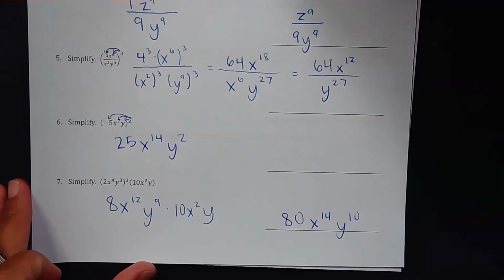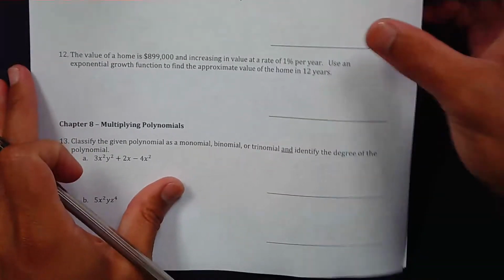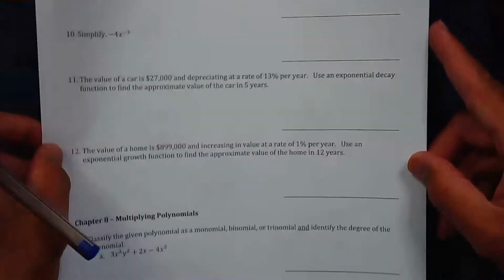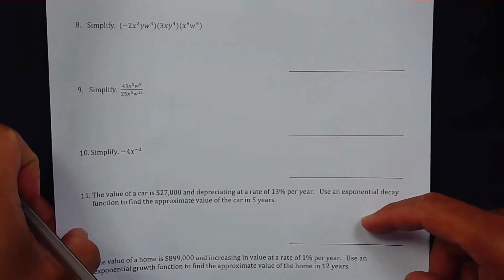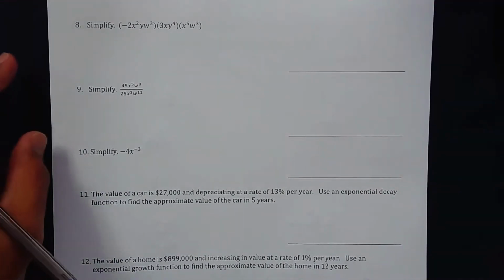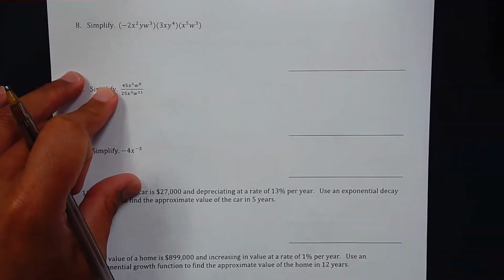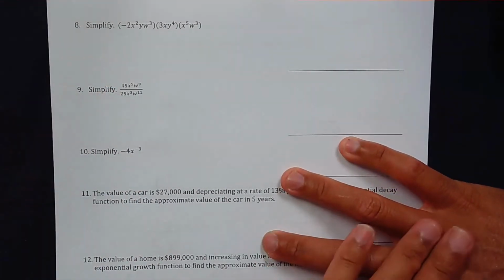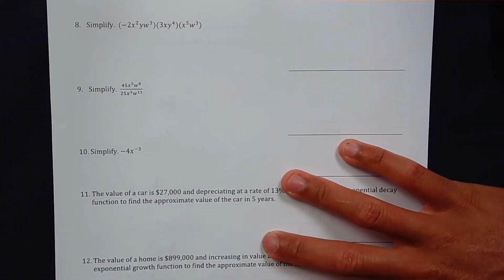All right, first page done. One step closer. All right, question number 8. We want to go ahead and simplify this very seemingly complicated multiplication problem. All right, so as we just did, let's just go ahead and multiply.